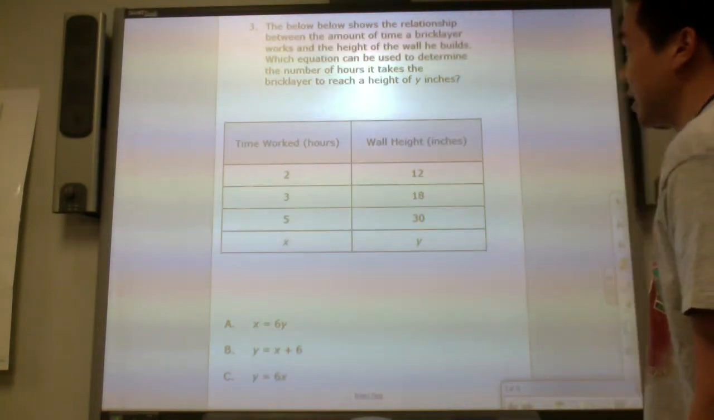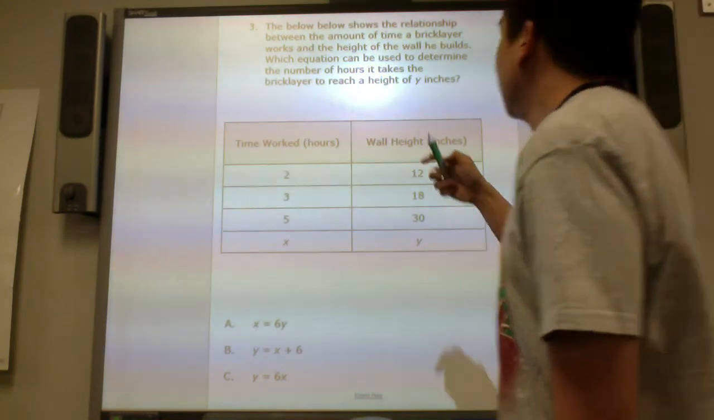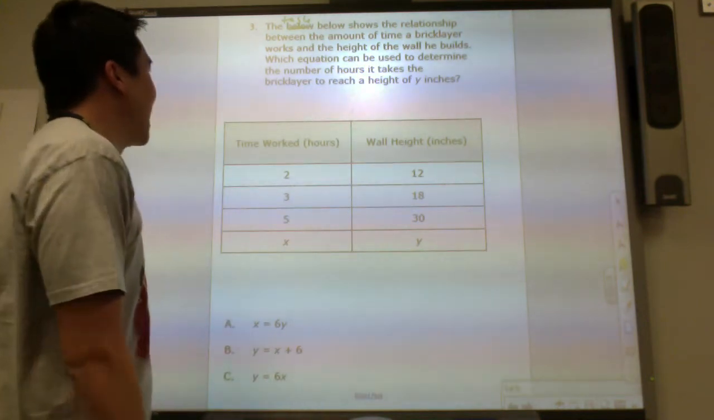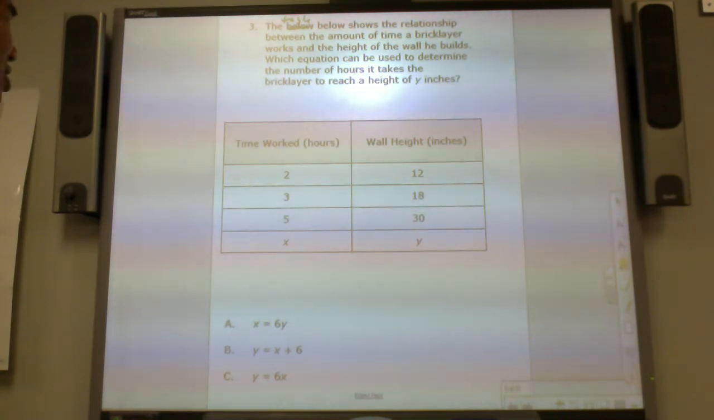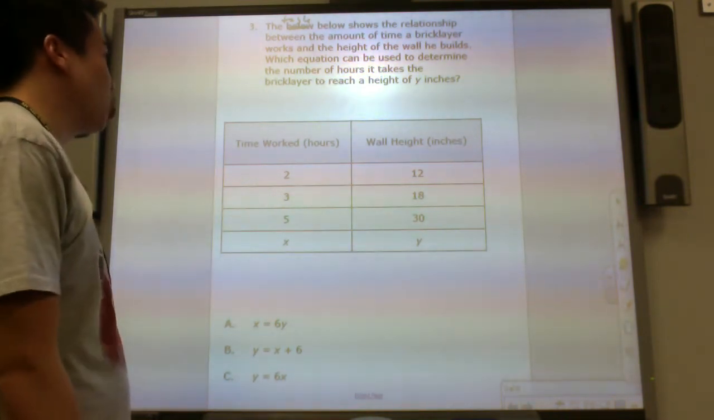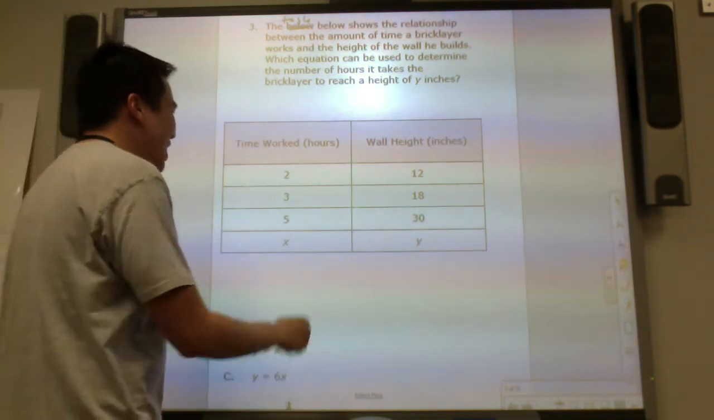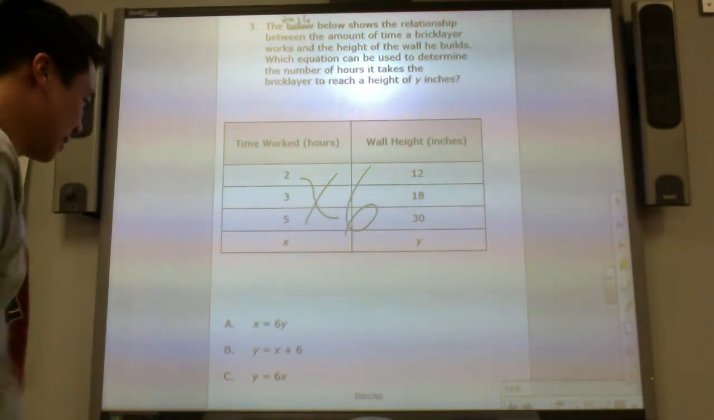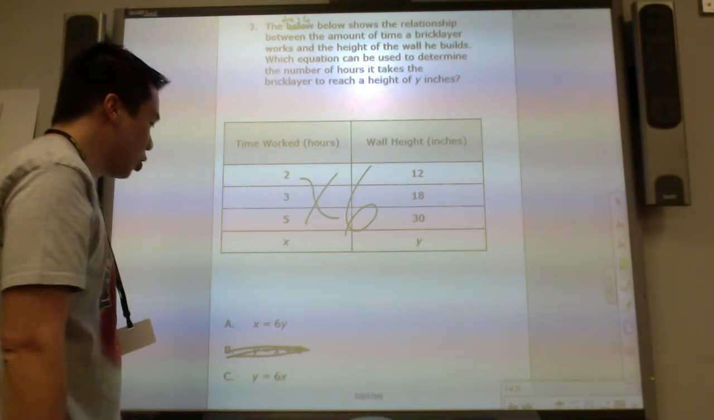Question 3. The table below shows the relationship between the amount of time a bricklayer works and the height of the wall he builds. Which equation can be used to determine the number of hours it takes the bricklayer to reach a height of y inches? So what is the relationship here? It looks like the relationship is times 6. Which one is times 6? Well, it's either A or C.